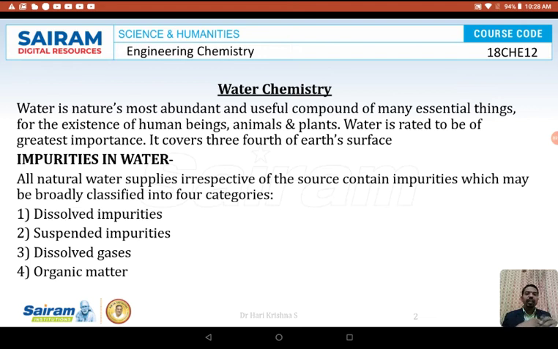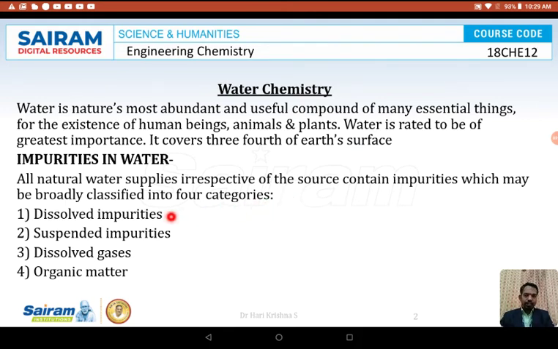If water contains impurities, if water is contaminated, it may cause so many problems. So what are those? We'll see what problems are caused or faced in industries. So let us see what are the impurities present in natural water.